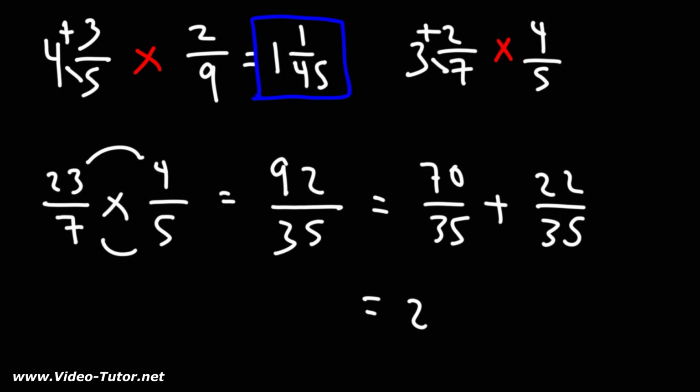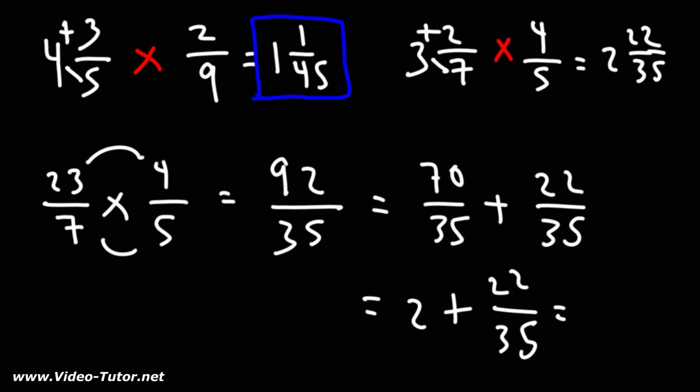So we could break down 92 into 70 and 22. 70 divided by 35 is 2. And so we have a whole number plus a fraction. So we can write that as the mixed number 2 and 22 over 35. So that's the answer. So that's how you can multiply a mixed number by a fraction. Convert the mixed number into an improper fraction and then multiply the two fractions together. And then after that, if you get an improper fraction as a result, convert that back to a mixed number.